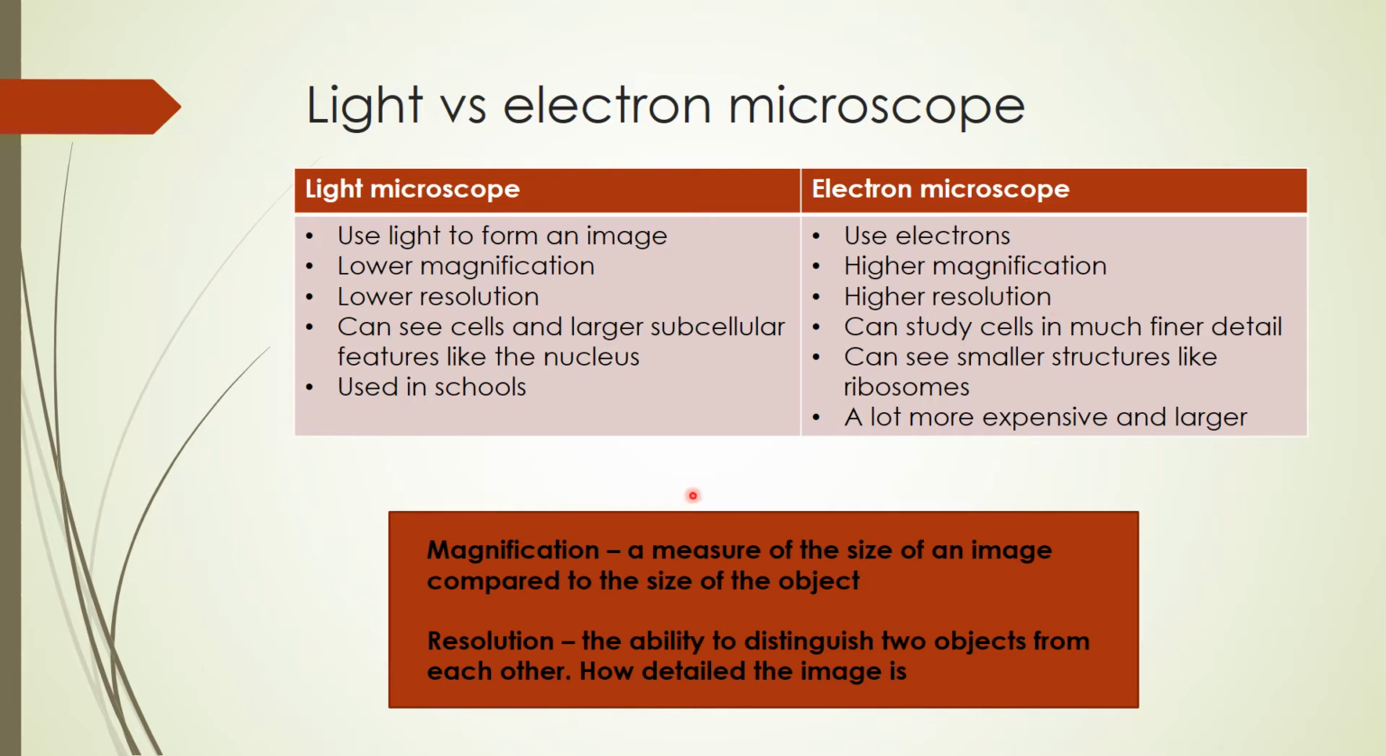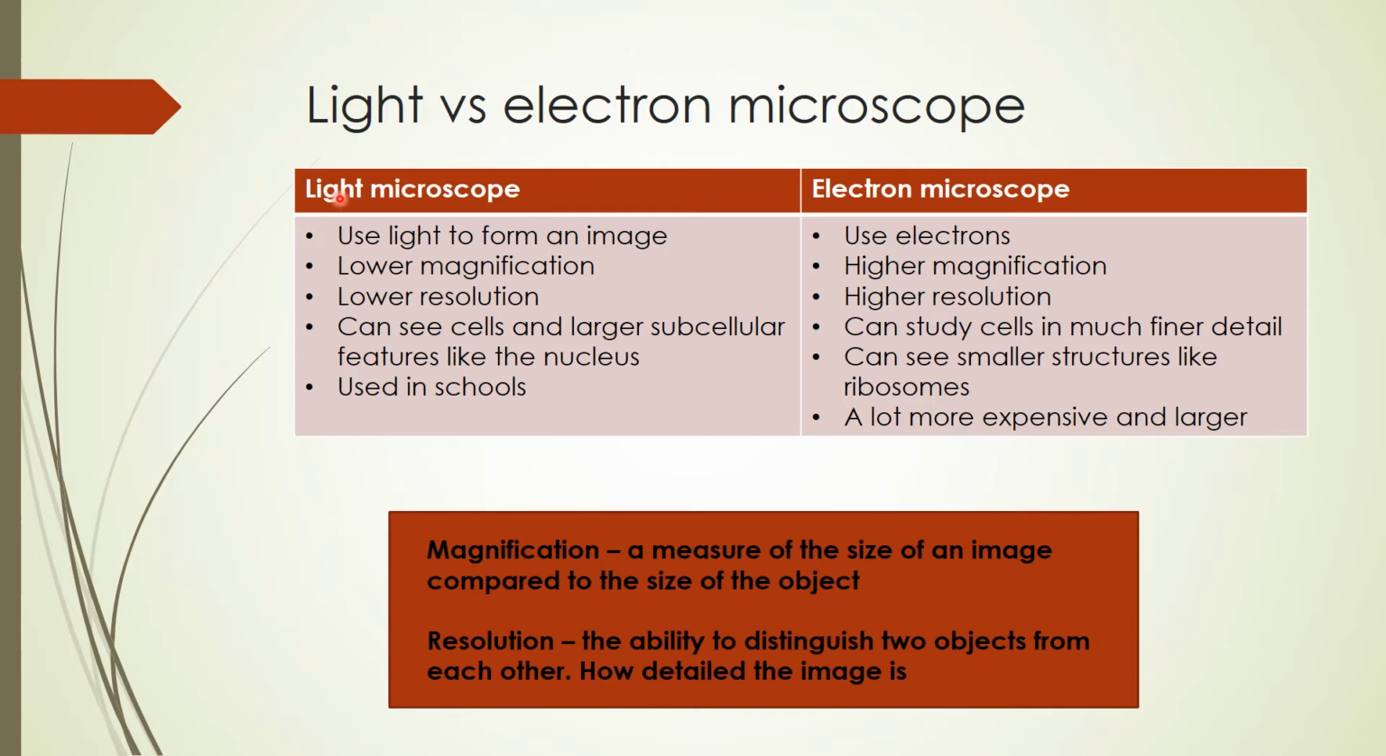Now let's look at the definitions. So magnification is a measure of the size of an image compared to the size of the object, so basically how much it's enlarged by. Resolution is the ability to distinguish 2 objects from each other, which is basically how detailed the image is.